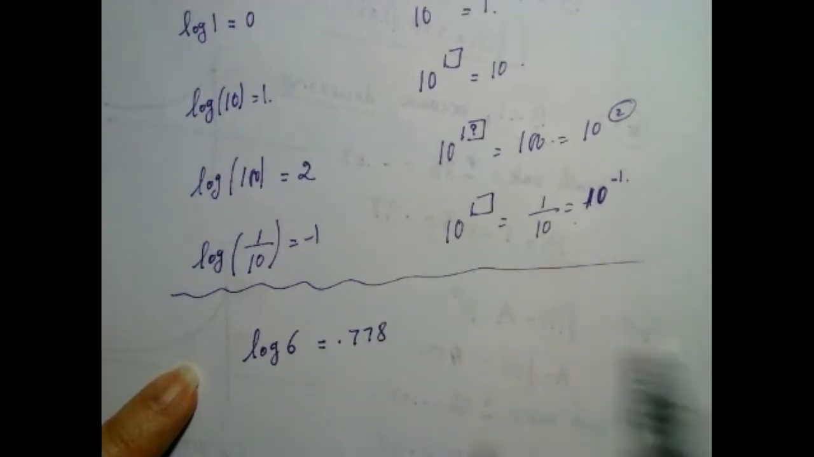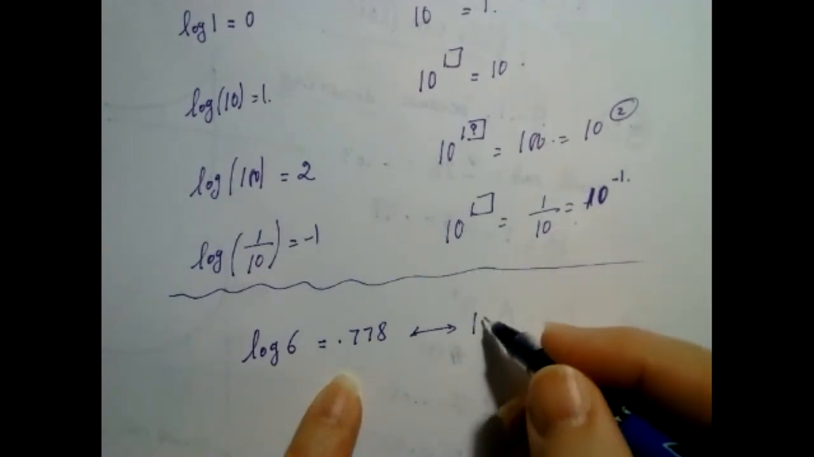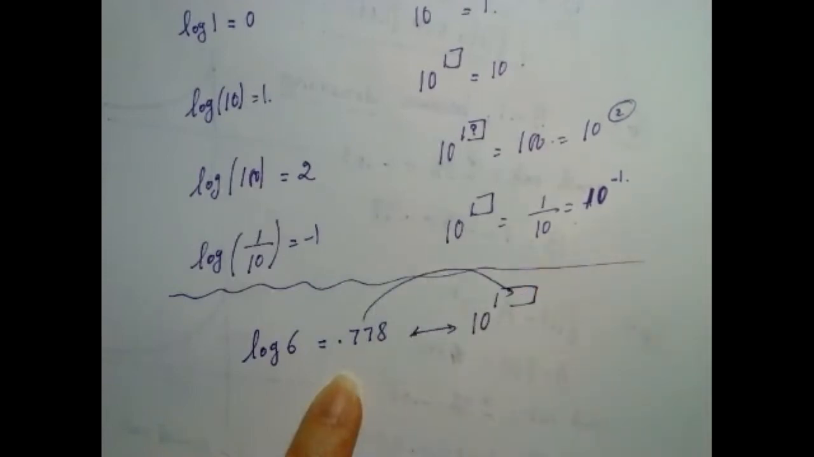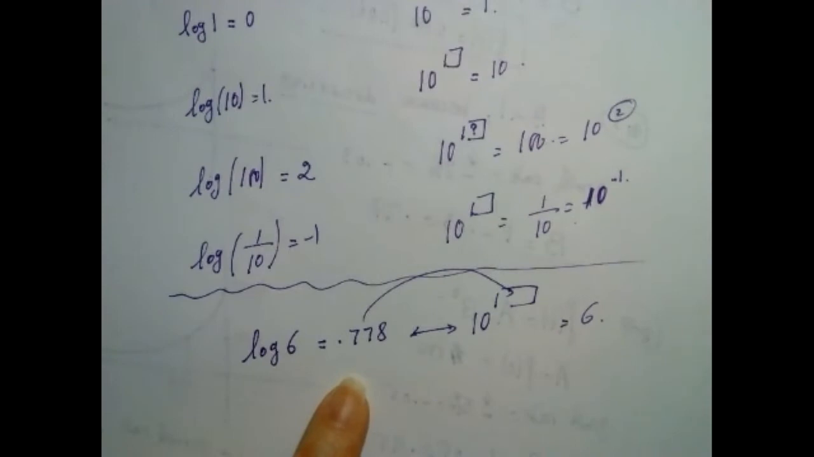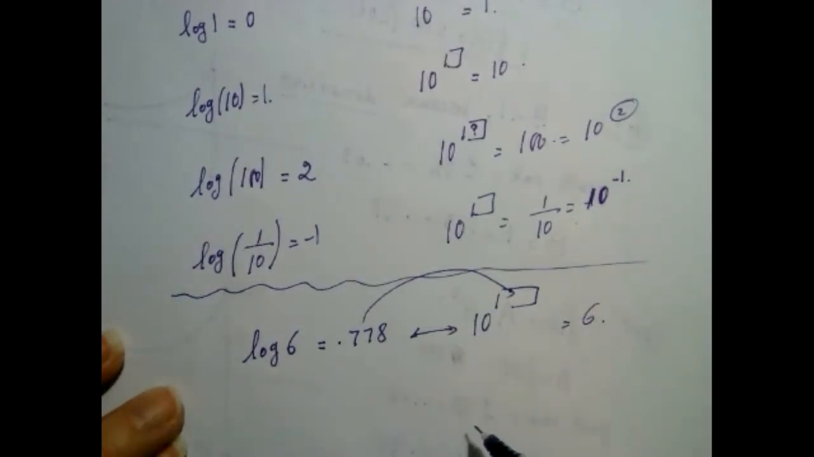Okay, what does this mean to us? What does log 6 mean? Log 6 means it's the power of 10, it's what I should put here to get 6 back. All right, so in terms of exponent, the log of 6 is the power of 10 that gives me 6 back.